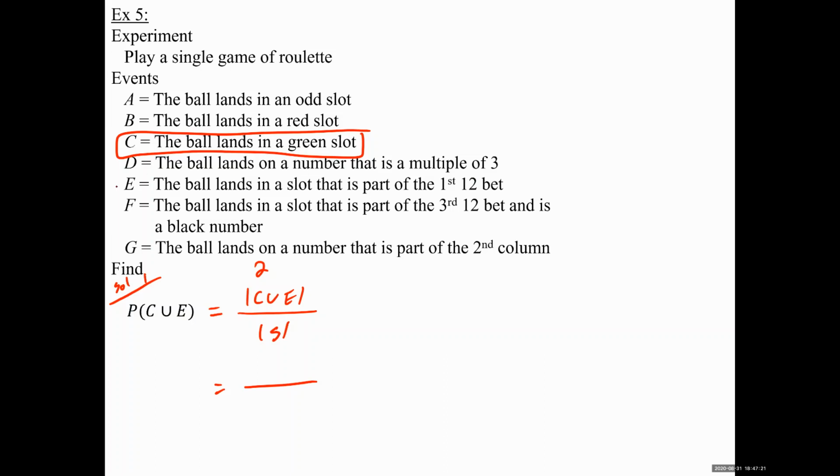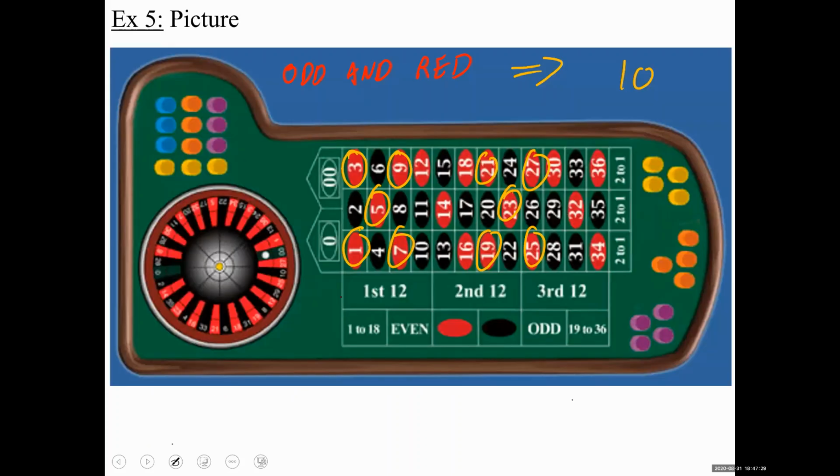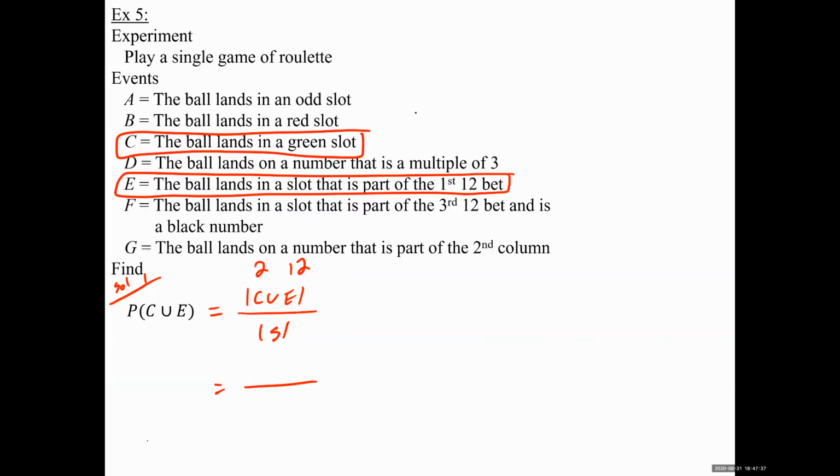E is the ball lands on a slot that's part of the first 12 bet. The first 12 bet is over here. So the first 12 numbers, basically. So what's on that bet? The first 12, these numbers. The numbers 1 through 12. First 12 numbers. So there's 12 numbers on that list. So there's 2 numbers on list C. Okay, so absolute value of C is 2. Absolute value of E, how many things are on E, is 12.